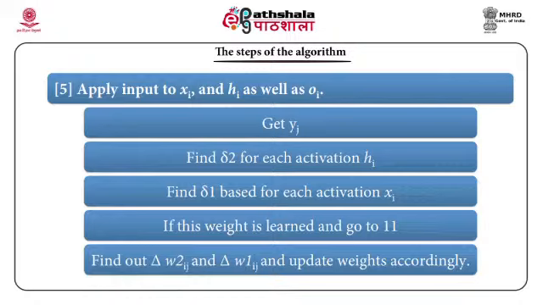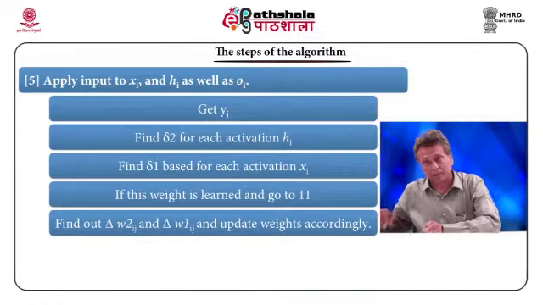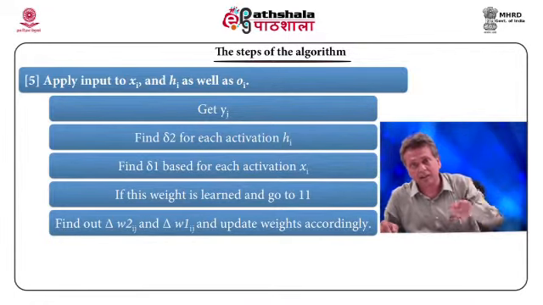How do you find errors? You'll have to get the correct value for the output units. So they are called yjs. So get yjs, find delta for the error at the output unit, find delta for the error at the hidden unit.